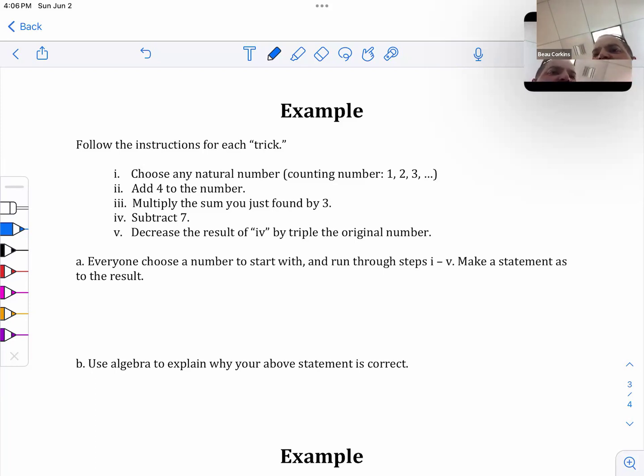Follow the instructions to see the trick. So choose a number. All right. I'm just going to choose any number. So I'm going to choose 3. All right. Add 4 to the number. Then multiply the sum you just found by 3. So then I multiply that by 3. Subtract 7.